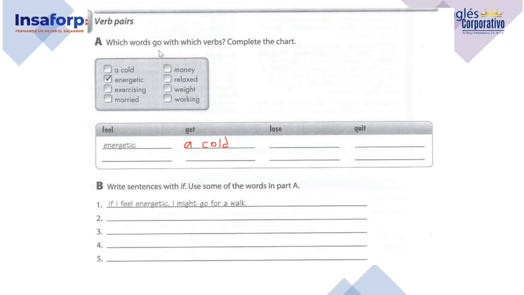Or I will feel relaxed. You can use feel or be if you want to. If I eat healthy, I can lose weight.